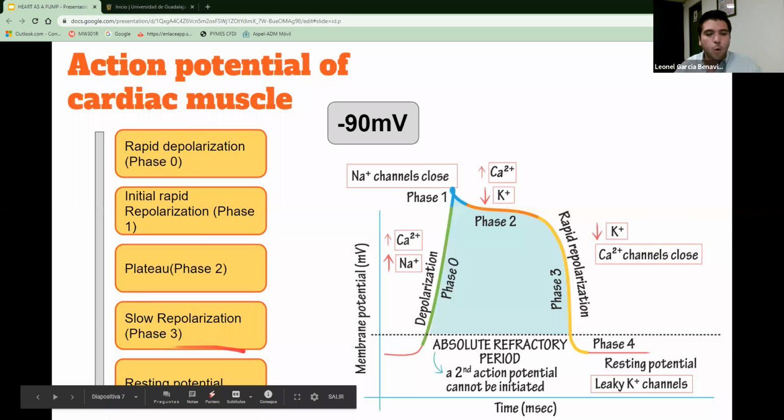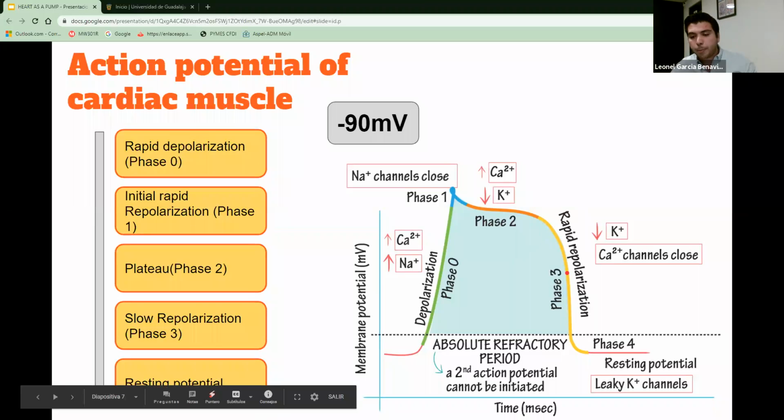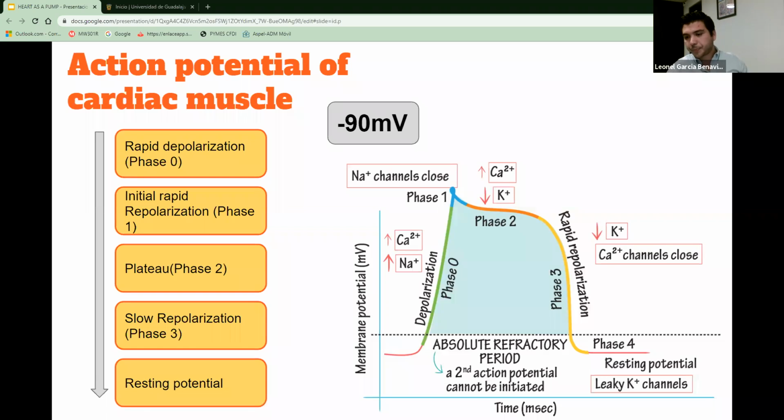Then there goes slow repolarization. What happens here? Well, calcium channels close. So now that they're closed, potassium can flow completely naturally out of the cell. So boom, all the potassium starts going out of the cell. Rapid repolarization, that gets us to phase 4. That's the resting potential, where we get back to minus 90 millivolts of membrane potential. Okay, this is gonna last, as we said, from 0.3 to 0.5 seconds.